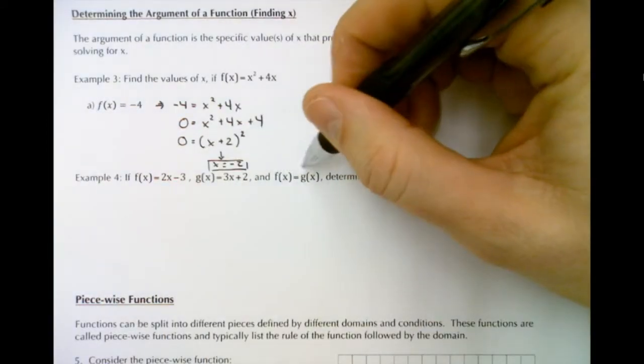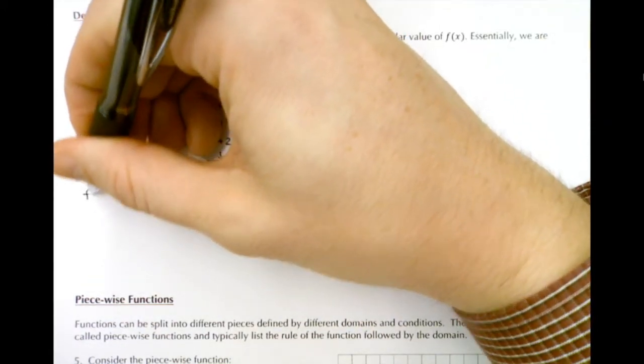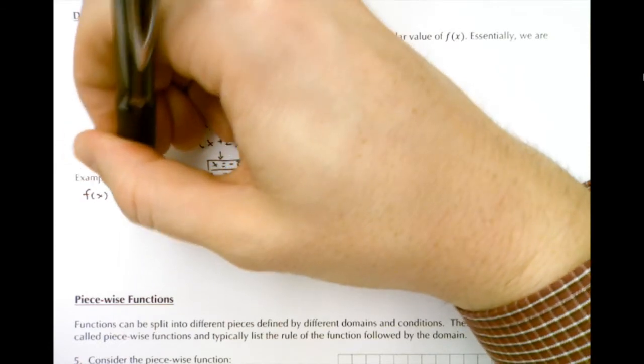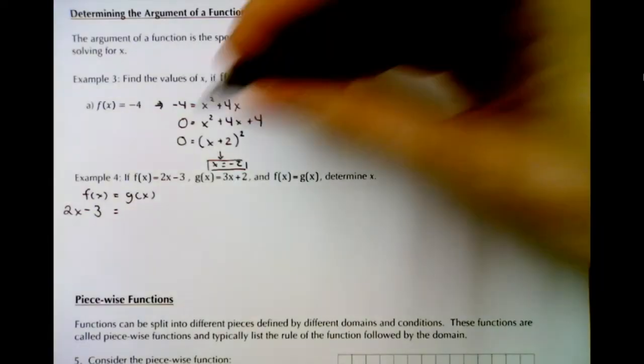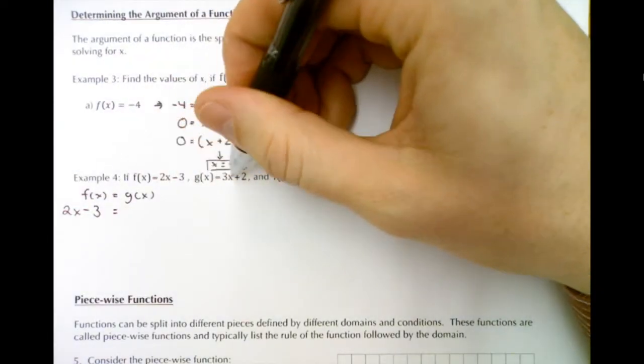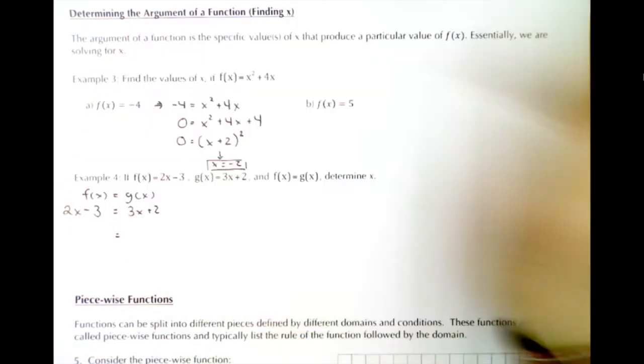So in my expression here, wherever I have f of x, the left side, I'm just going to replace it with 2x minus 3. So instead of f of x equals g of x, instead of f of x, I'm going to write 2x minus 3. We're doing a substitution. And g of x, we're going to write 3x plus 2. And now we're just solving.